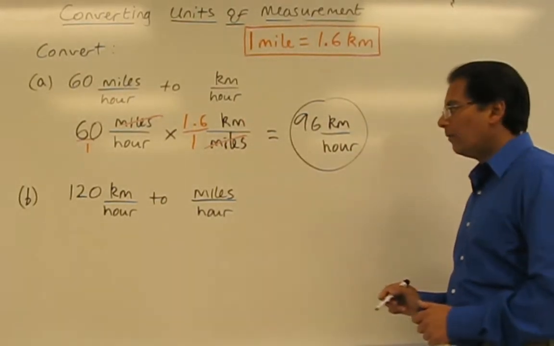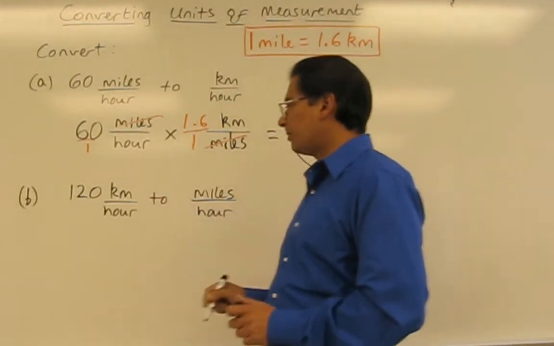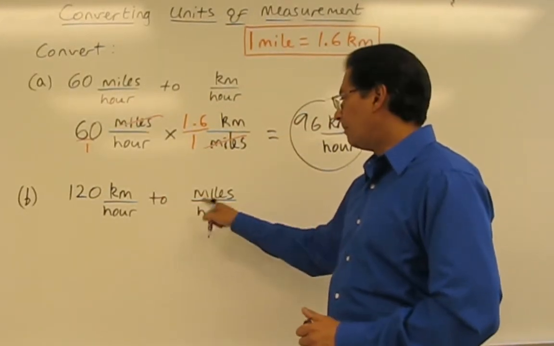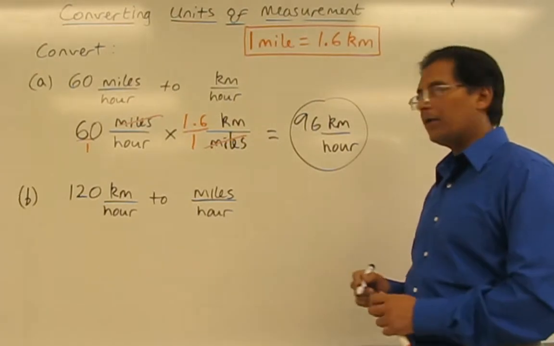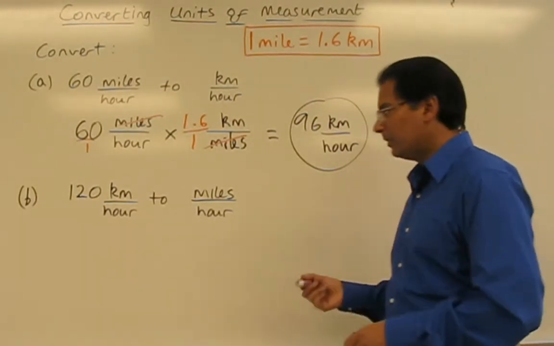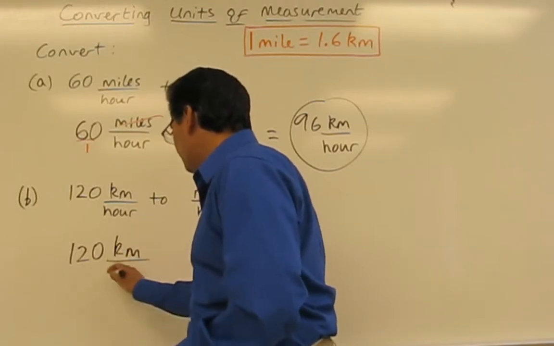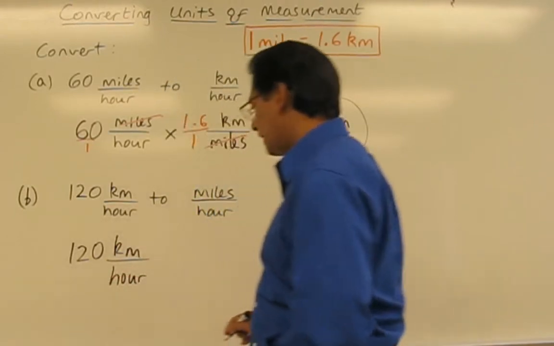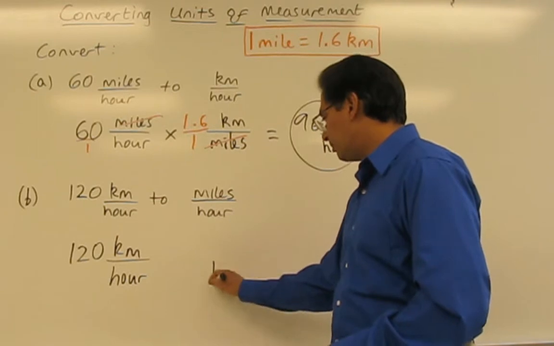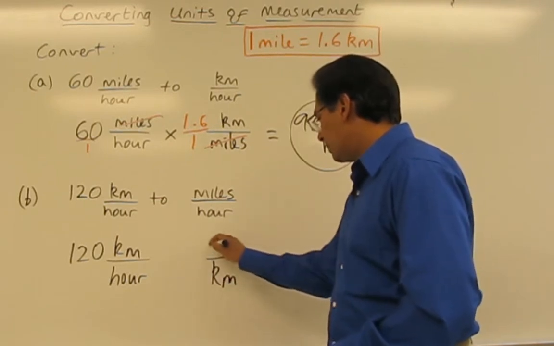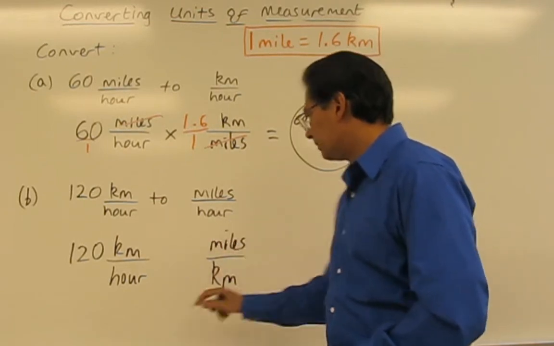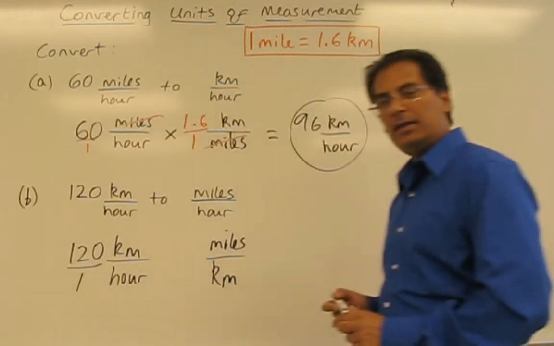Here's another one. We want to convert 120 kilometers per hour to miles per hour. So we're going the other way now. So let's do the same idea, what we just did. We'll have 120 km per hour. And we want to get rid of the km, so we're going to put km's down here and miles up here. Remember, this is 120 over 1.